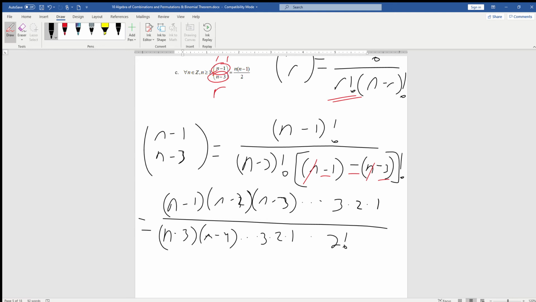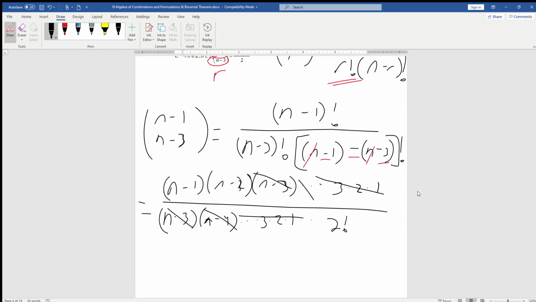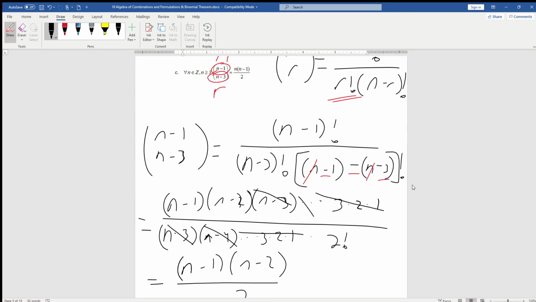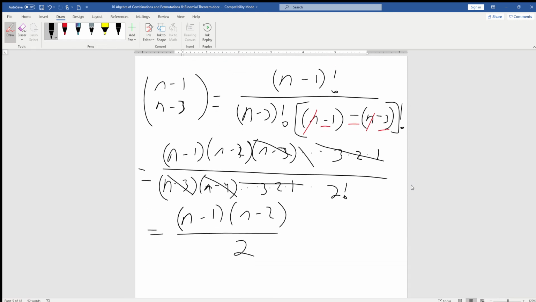Now we can simplify, because notice in the numerator we have n minus 3, and then the next term would be n minus 4, and everything thereafter is the 3, 2, 1. So essentially we're just going to have n minus 1 times n minus 2 divided by 2. And unfortunately, that is not the same as n minus 1 divided by 2.